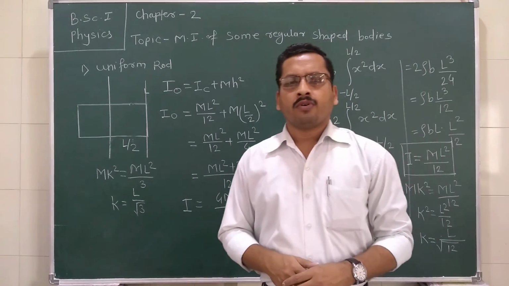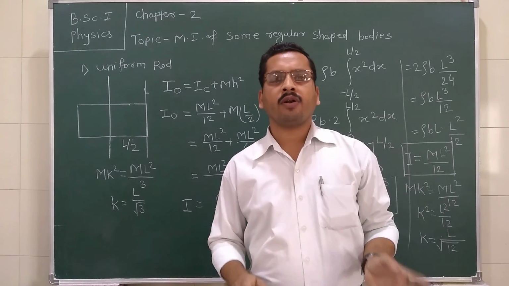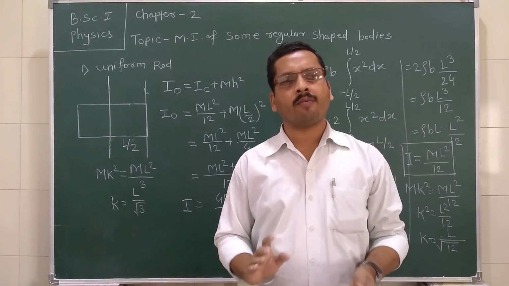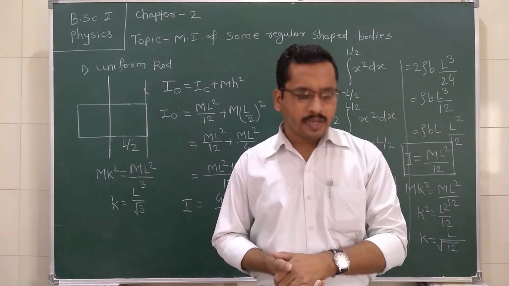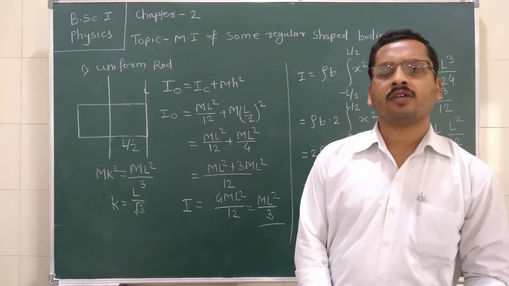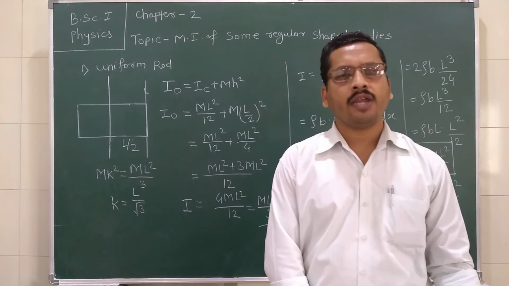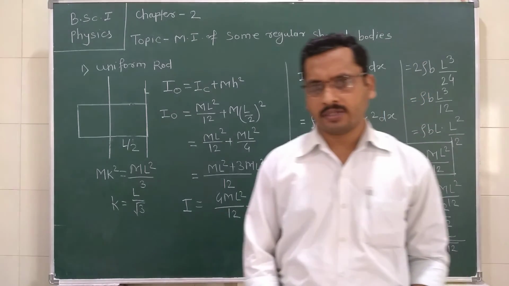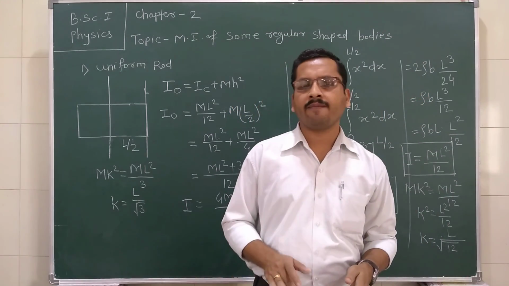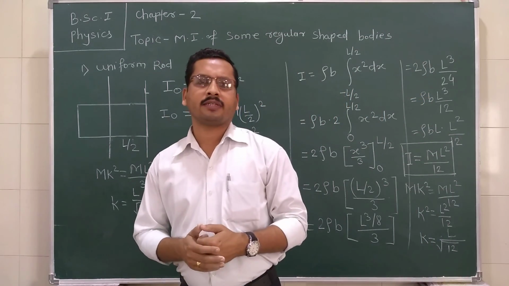So the uniform rod has different moments of inertia about different axes of rotation. In the next lecture, we are going to see the moment of inertia of the ring about different axes by using the perpendicular axis theorem and the parallel axis theorem.